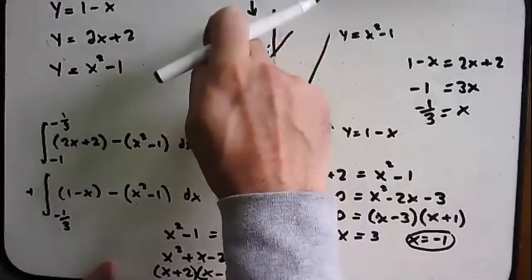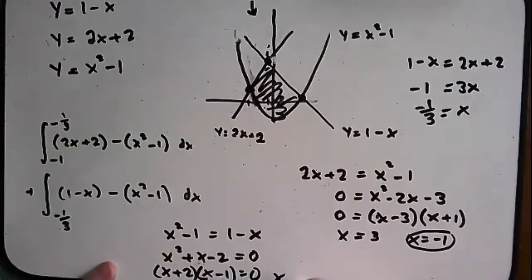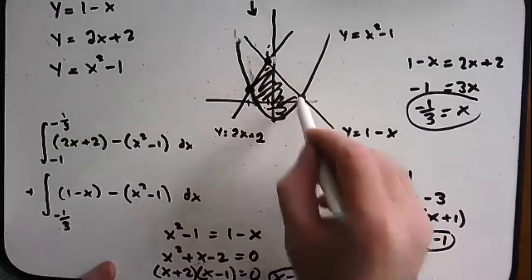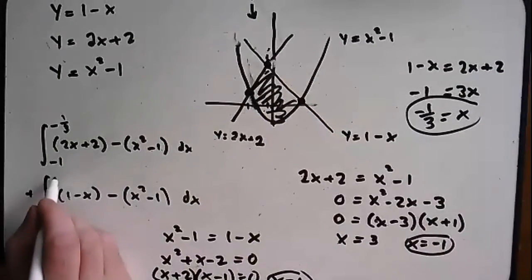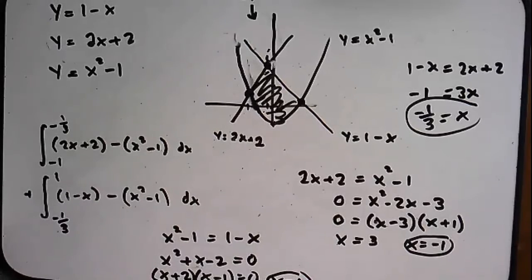That would be like way back here. That's not the point that we want. We want the one over here. So x equals 1, right? That's our final point there. So that's the x value right there. And so our second definite integral will go from -1/3 to +1.